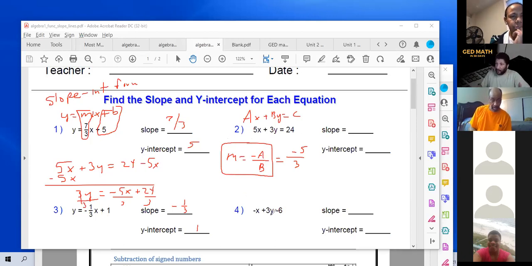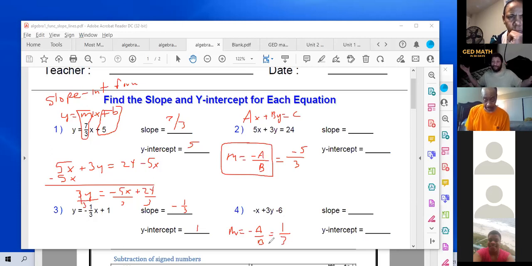Very easy. For example, when I look at number 4, what's the opposite of A for number 4? Positive 1. So 1, and what's B? 3. My slope is 1/3. Easy as pie.